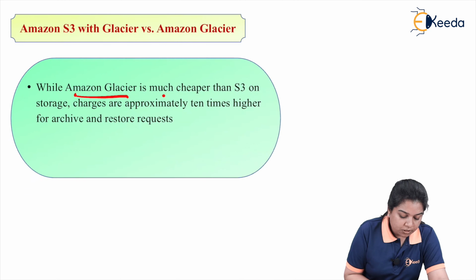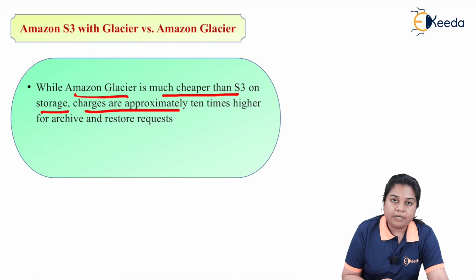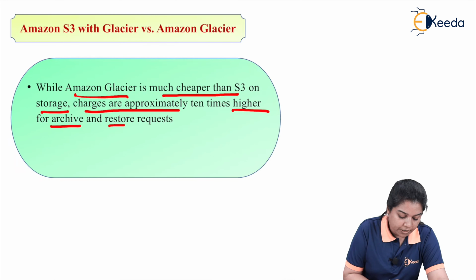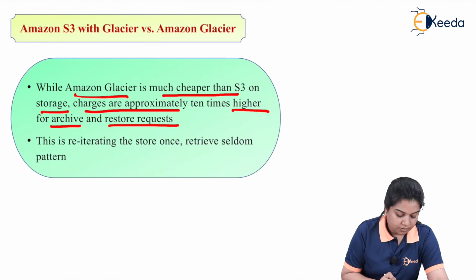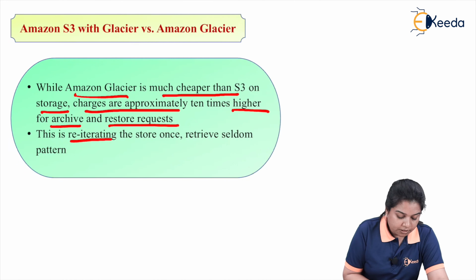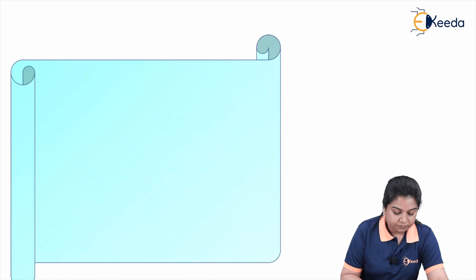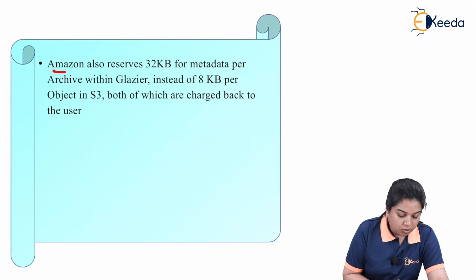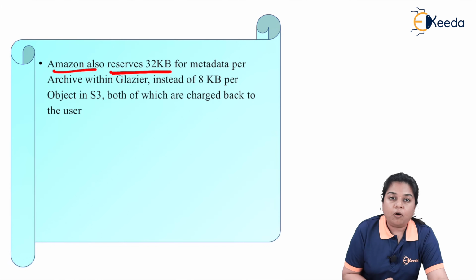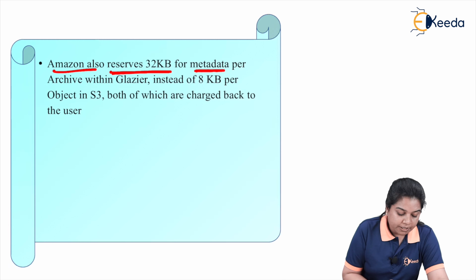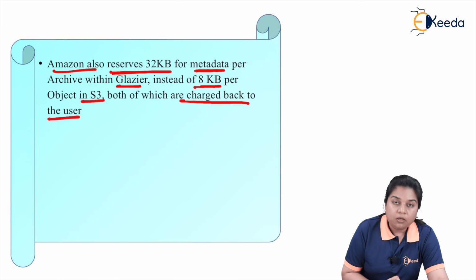While Amazon Glacier is much cheaper than S3 on storage, charges are approximately 10 times higher for archive and restore requests. This is reiterating the store once, retrieve seldom pattern. Amazon also reserves 32 KB for metadata per archive within Glacier instead of 8 KB per object in S3, both of which are charged back to the user.